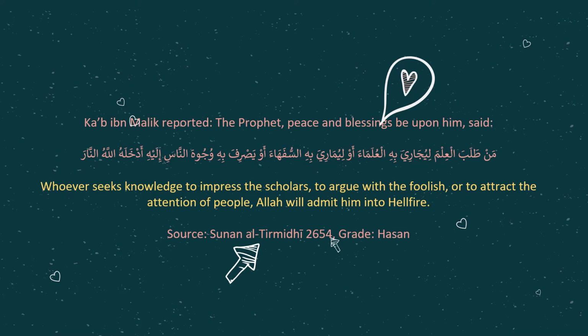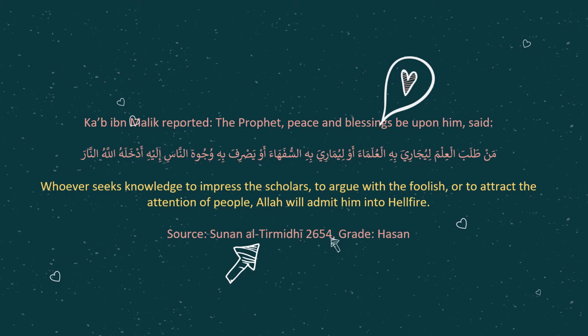Source: Sunan Al-Tirmizi. So I'm sharing this hadith with you to remind you students, please be careful with your intention. Always set your intention for the sake of Allah, lillahi ta'ala, because by seeking knowledge, if we have the correct intention, inshallah, that will cause us to enter paradise.